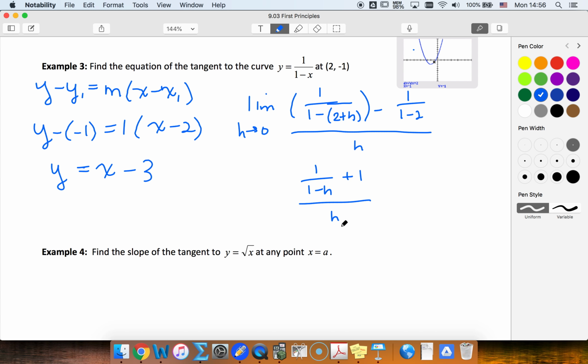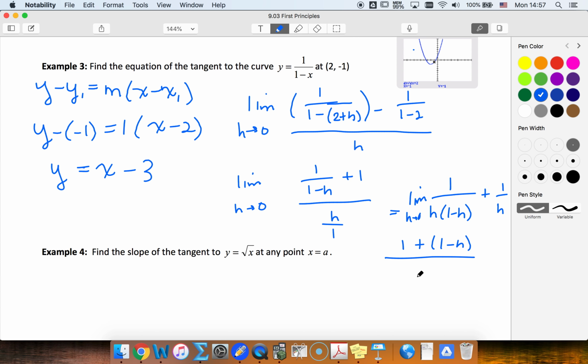If I want to simplify this, which I do, I can think of this as over 1, so I'm going to end up with 1 over h times 1 minus h plus 1 over h. Still haven't evaluated my limit. Okay, common denominator is going to be, let's see here, 1 plus 1 minus h over h times 1 minus h.